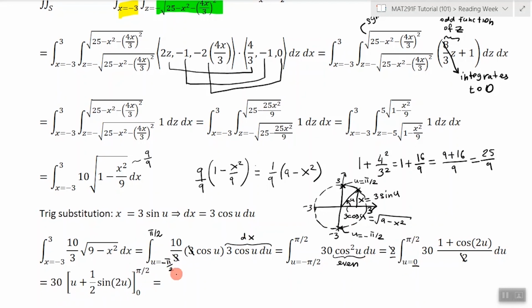And then integrating this, I get 30 times pi over 2. And then this guy, when I plug in pi over 2, it becomes 0. And when I plug in 0, this guy becomes 0. So this guy is gone. And then we simplify and we get 15 pi. And this is the right-hand side of Stokes' theorem, which is equal to the left-hand side. So this is the circulation we were looking for.